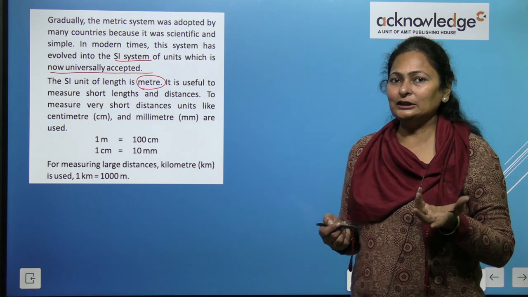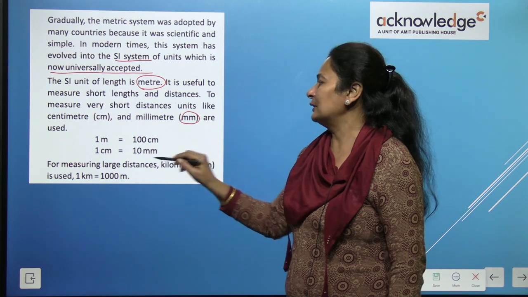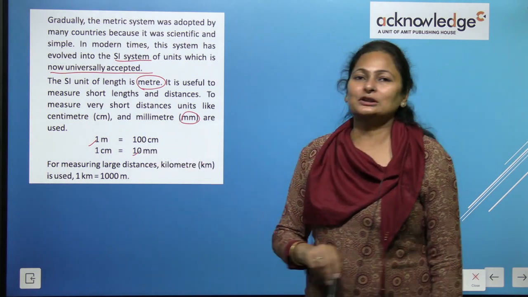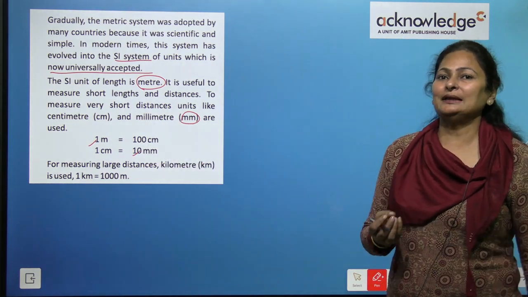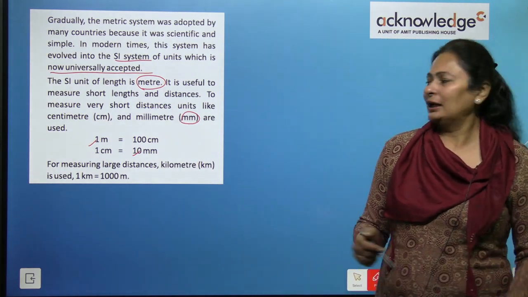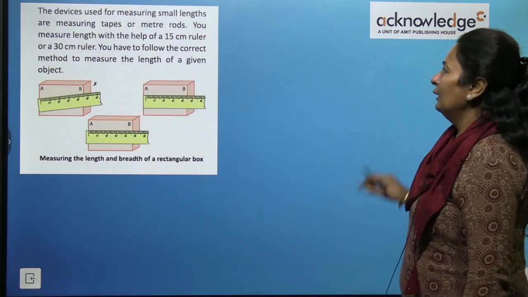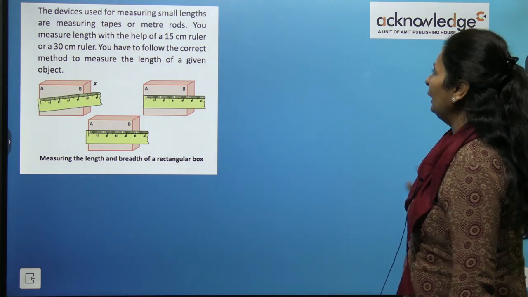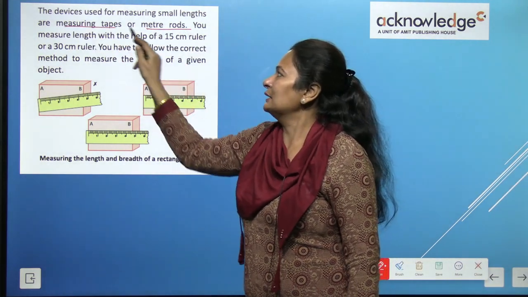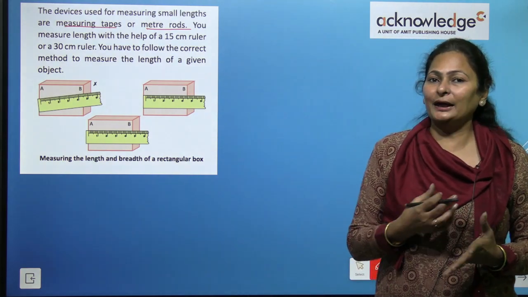To measure very short distance, we have one more smaller unit than meter. It is millimeter. So 1 meter is equal to 100 centimeters and 1 centimeter is equal to 10 millimeters. Right? For measuring large distances, we have the larger unit which is kilometer. So 1 kilometer is equal to 1000 meters. The devices used for measuring small lengths are measuring tape or meter rod. These are some tools we use to measure the length.